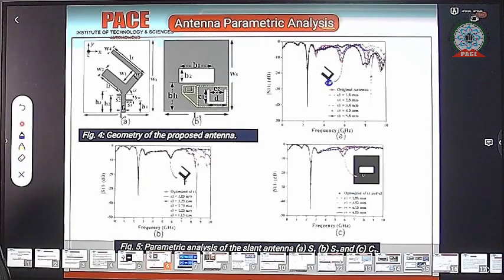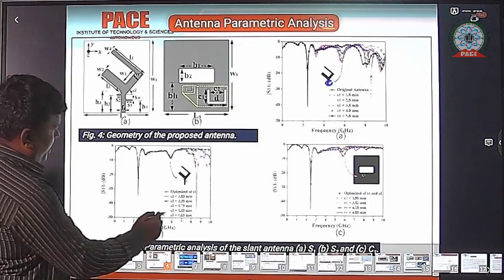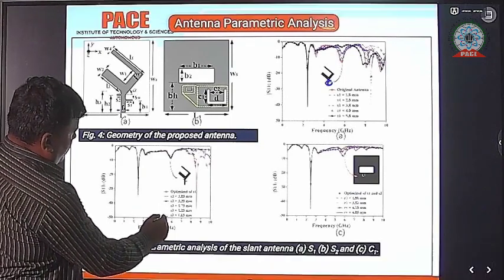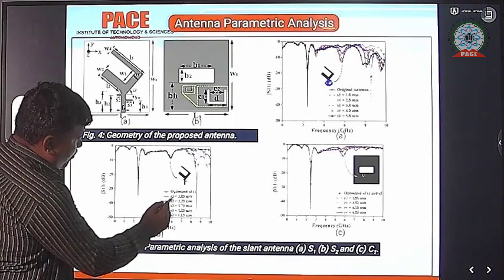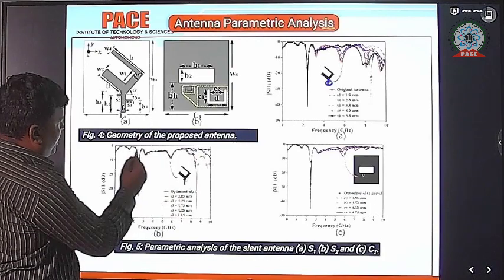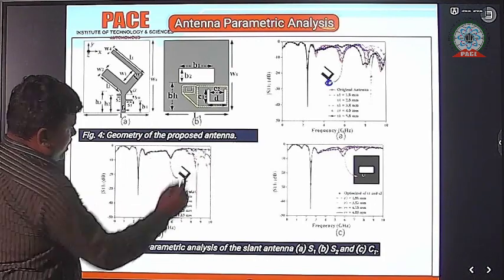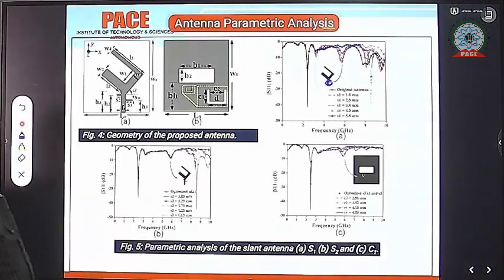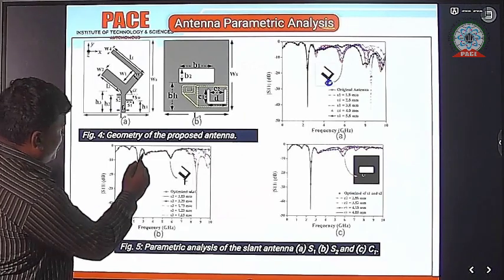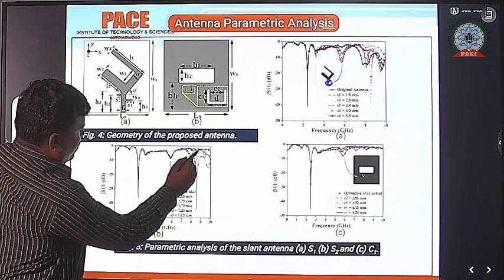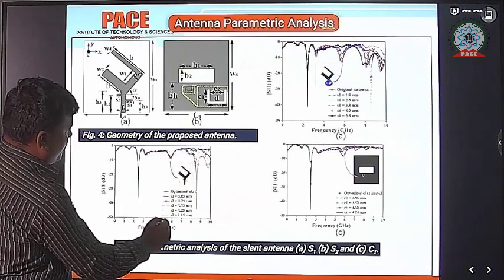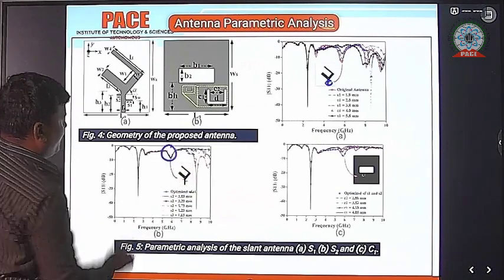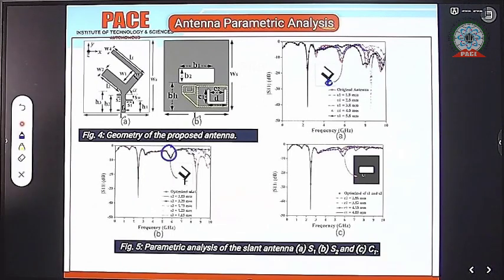The red one is the optimized S1. After that, we use a stub length of 3.85 mm. This black one shows the harmonics suppressed at frequencies between 5 and 6 gigahertz, where some more harmonics had been obtained.